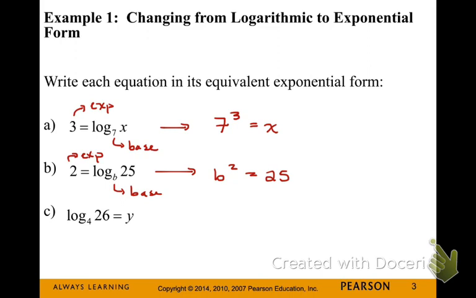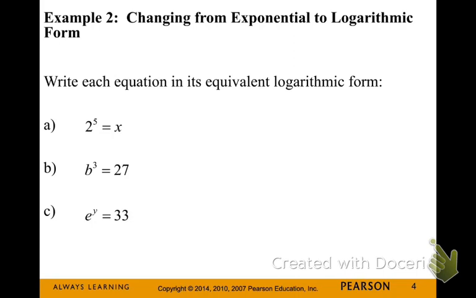So remember, we're always equal to the exponent. So on the next one here, the base is 4. We're equal to y, so that's going to be our exponent. So we can think of this as 4 to the y power equals 26. Just want to be able to go between the two forms.